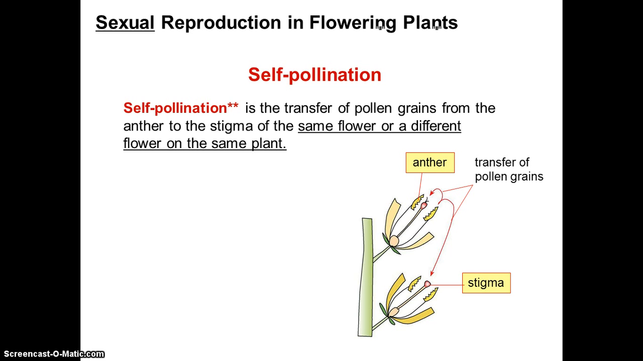Self-pollination is the transfer of the pollen grains from the anther to the stigma of the same flower or a different flower but on the same plant. For example, we can look at this diagram. These are two different flowers but on the same plant. The anther from flower A is transferred to the stigma of flower B. It can also happen when the anther of flower A is transferred to the stigma of flower A itself.